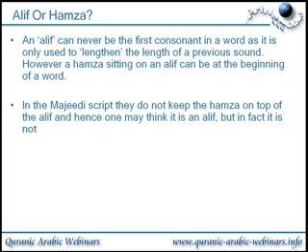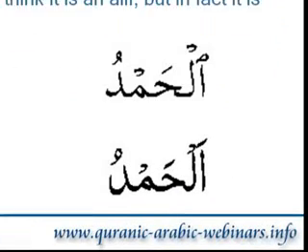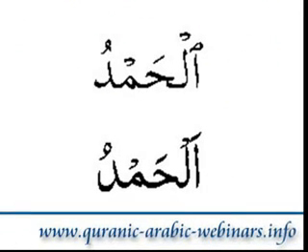In the Majeedi script, they do not keep the hamza on top of the alif, and hence one may think it is an alif, but in fact it is not. So let me explain this with an example. Here we have the word alhamdu in Uthmani and Majeedi script. So Uthmani is on the top.